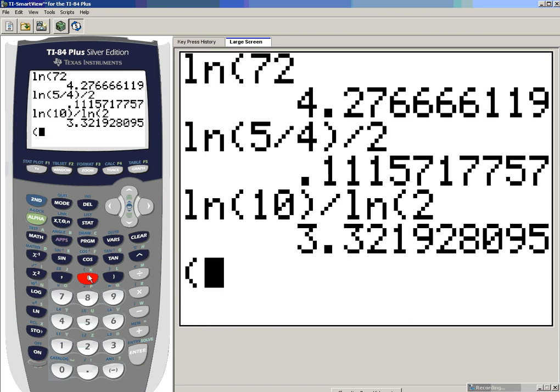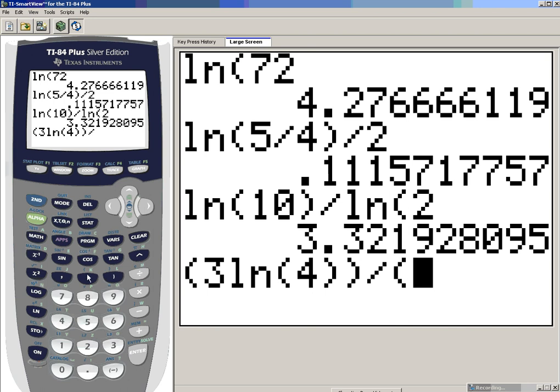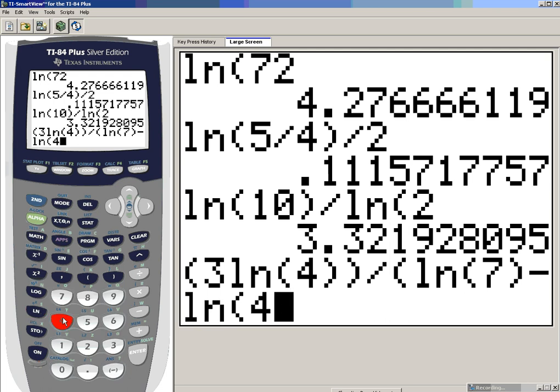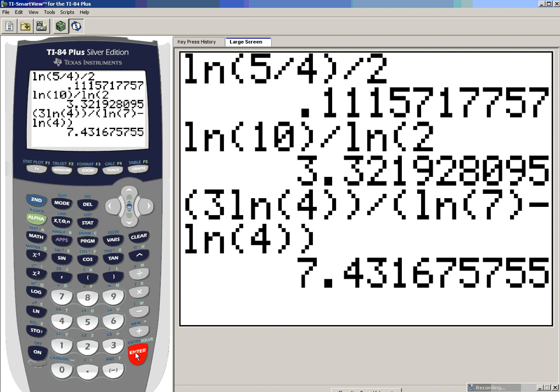Get used to always grouping the numerator together. 3 natural log 4, close the argument in numerator. Divided by, group the denominator together. Natural log 7, close the argument, minus natural log 4, close the argument, and denominator, hit equals. You should get 7.432.